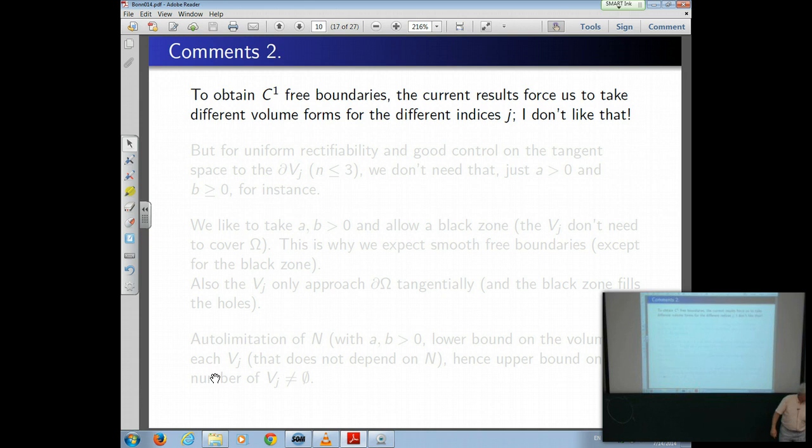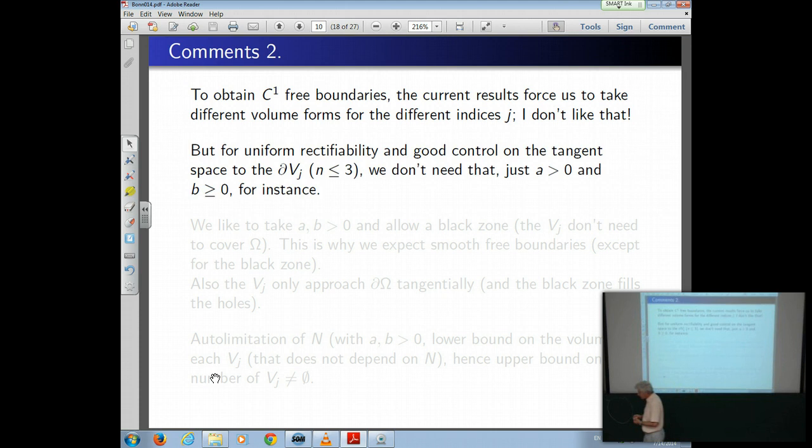If you want less, for instance, if you want the descriptions of blow-up limits and so forth, you don't need that, right? In particular, we have this description of a tangent spaces to the free boundaries, which we can get without this extra assumption. It looks like a hint that maybe C1 is also true in this case, but I'm not positive about that.